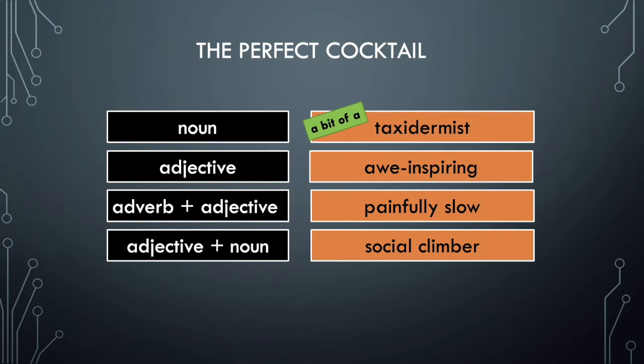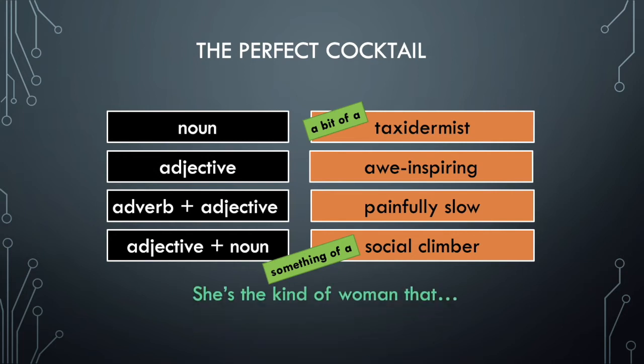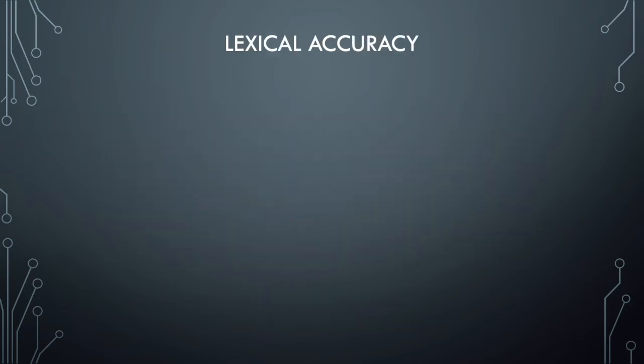Then you can soften your choices by saying a bit of a taxidermist, which means that he didn't do that professionally, maybe, or he was something of a social climber. Like, you don't want to be blunt about that, maybe. Still, phrases. You can say, she's the kind of woman that, and then you proceed to use whatever combination you find suitable. He's someone you can trust. Well, that's an alternative to adjectives like trustworthy or trustable or reliable, dependable. I don't know.